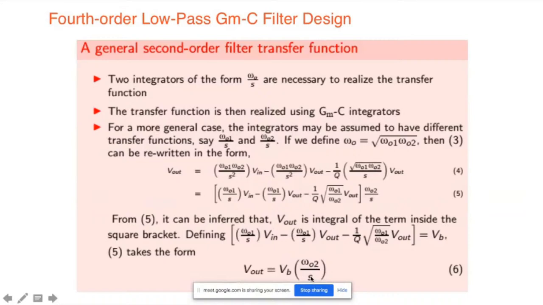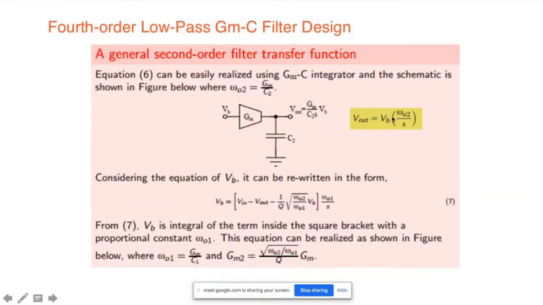So, in a simple form, for the equation we have discussed, I can have an integration of VB. This voltage is converted into current, which is equal to GM into VB, and that will be pumped into C2. Then the output voltage is GM by C2 by S into VB, so you will have an integration. Output voltage is equal to VB by omega naught 2 by S, where omega naught 2 is nothing but GM by C2. So the angular frequency omega naught 2 is defined as GM by C2.